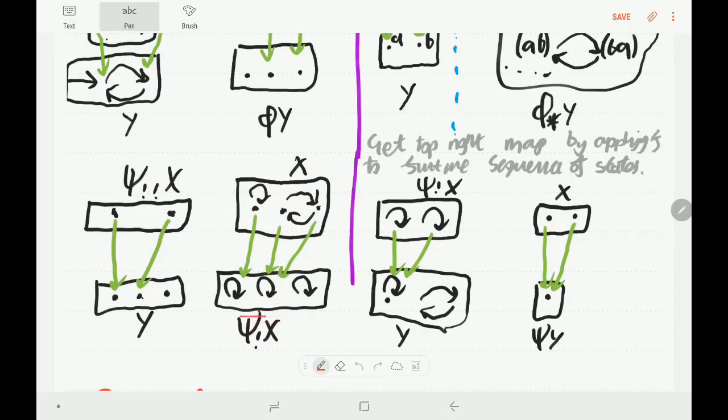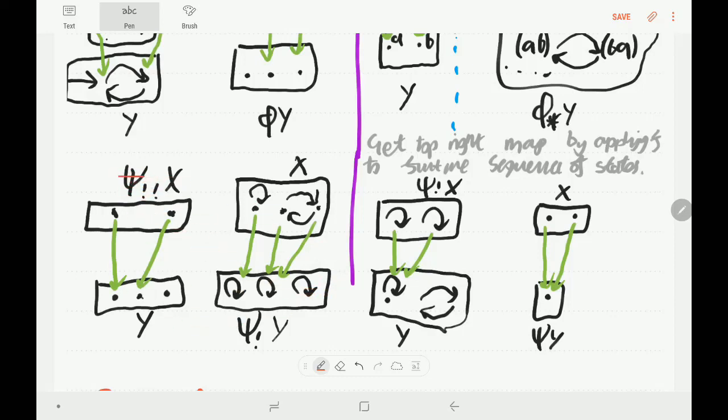Because what we're doing here to get psi exclamation mark y is we're taking this set y and we're doing the discrete functor upon it. So we're just replacing each of these elements in this set y with a fixed point and making a dynamical system like that.